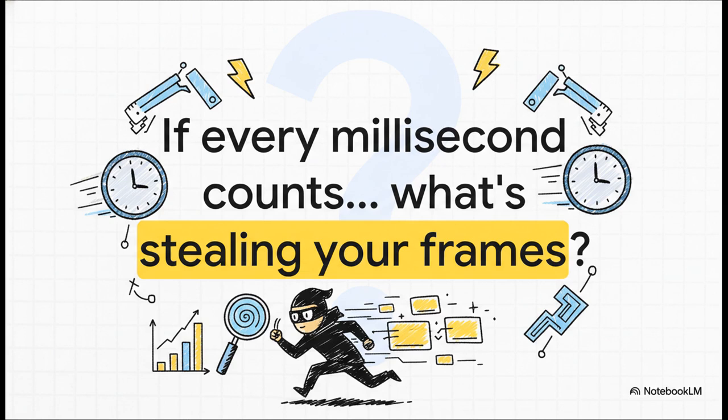The central question for us as performance detectives is a classic whodunit. If we only have 16, or a terrifying 8 milliseconds to work with, what is stealing all that precious time? What is the thief that's robbing us of our frames and making our app feel sluggish? Well, it's easy to point the finger at the most obvious suspect, but as we're about to see, the real culprit is often hiding in plain sight.